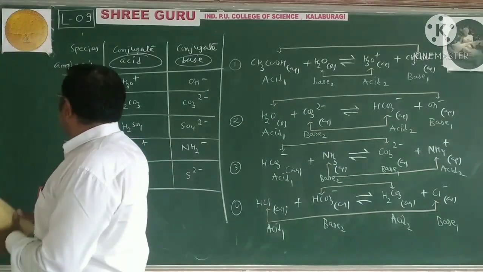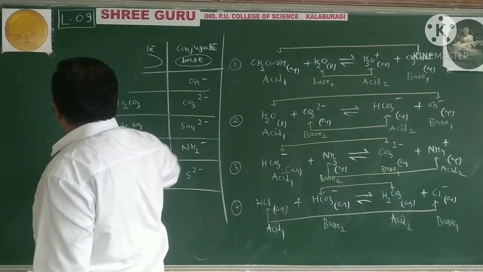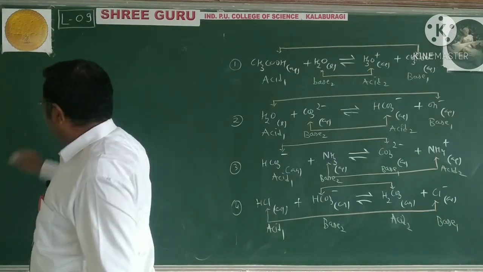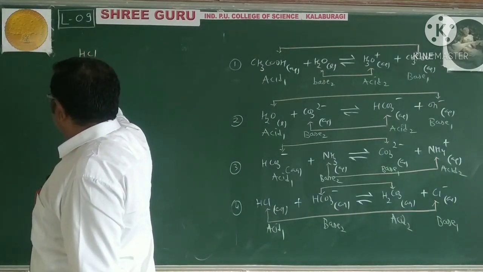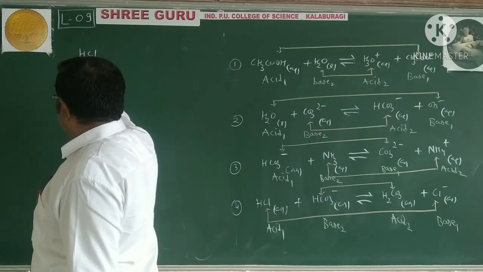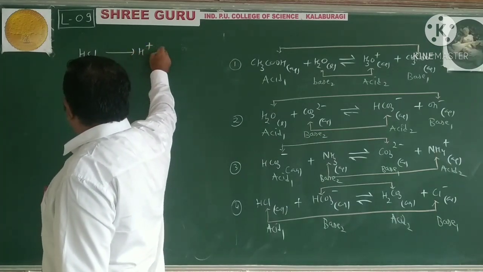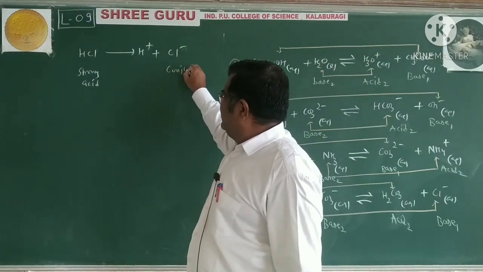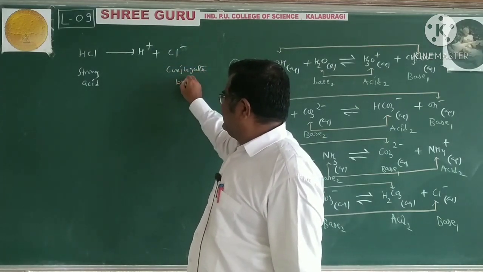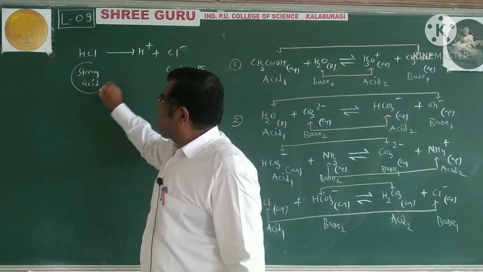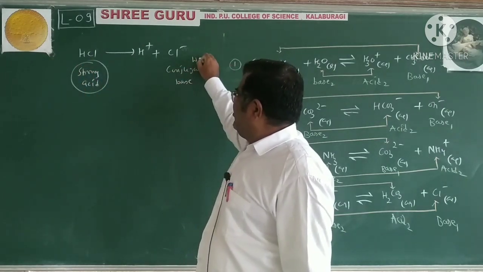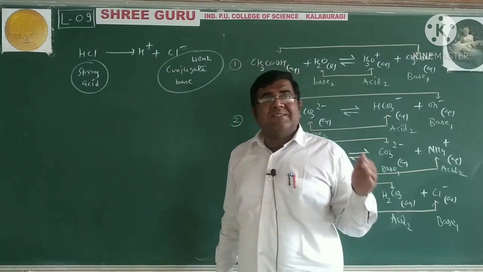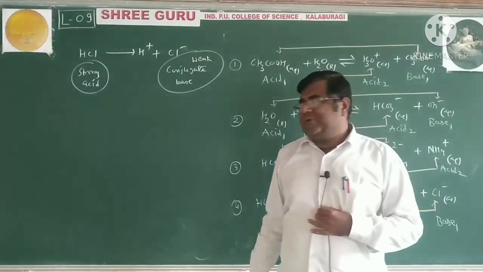Now, one last thing we have to mention here, that if HCl is a strong acid, it gives H plus ion, proton, Cl negative ion. This is conjugate base. As acid is strong, conjugate base is weak. So strong acid forms weak conjugate base.